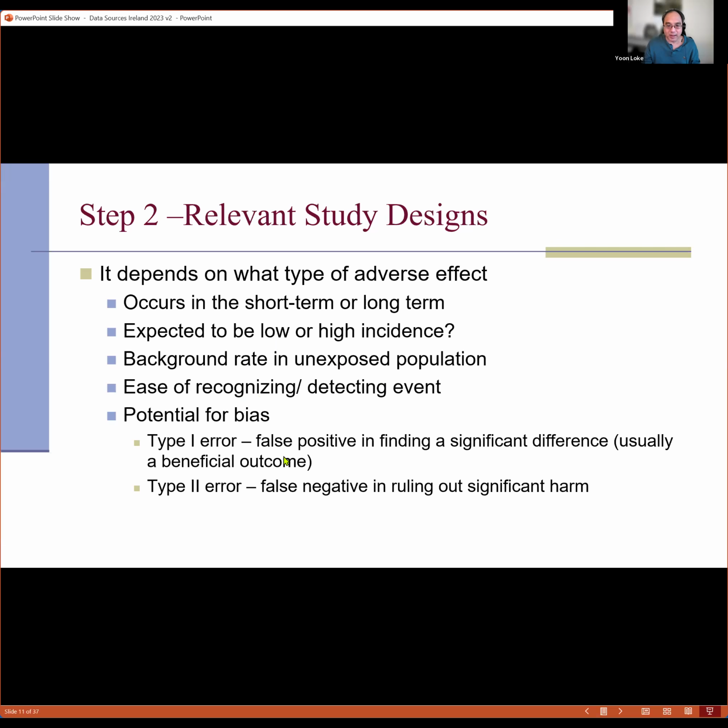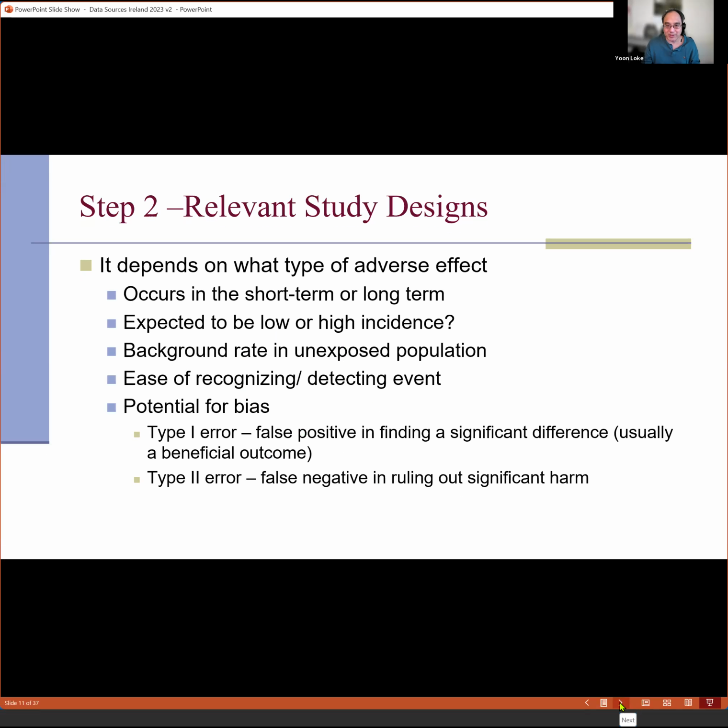I'm not going to spend too long on bias here because it's not really a talk about bias, but we've got to be conscious that we can have problems with false positives and false negatives with adverse effects reviews. Type 2, because your sample size is too small or the monitoring was poor. Type 1, possibly because of selective reporting of significant findings or multiple testing, for instance.